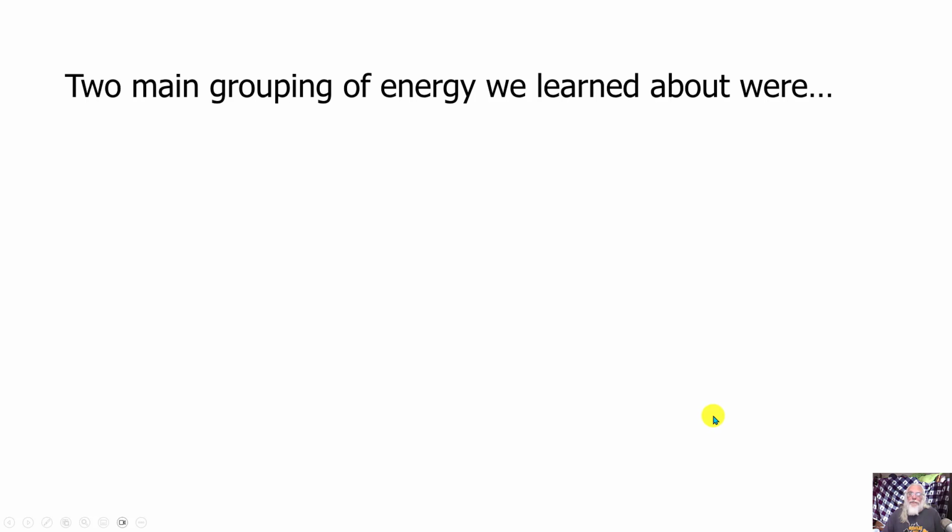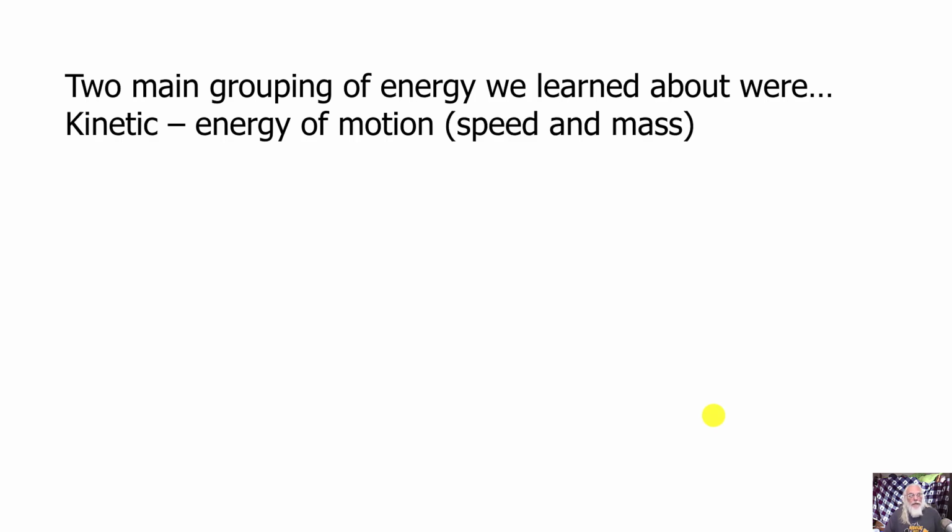Well, the first one was kinetic energy. What is kinetic energy? Well, kinetic energy is the energy of motion. What are the two variables that go along with kinetic energy? That's right, speed and mass.